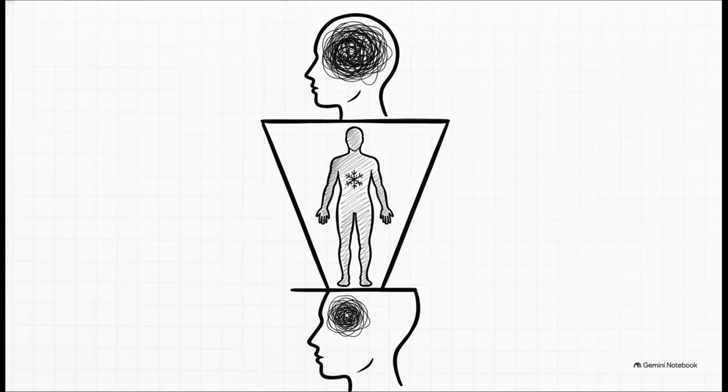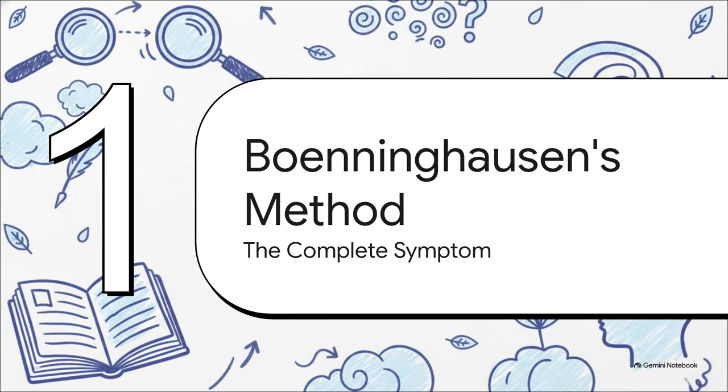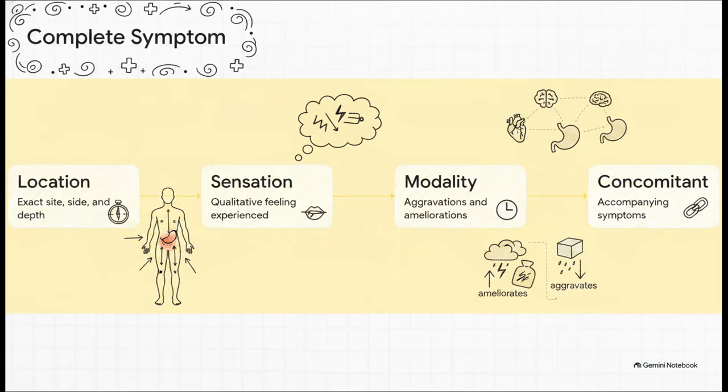It's pretty amazing. All right, moving right along to section 4, Boenninghausen's complete symptom. If Kent's method was our wide-angle lens for the whole person, Clemens von Boenninghausen's structural methodology is our magnifying glass to ensure no specific detail is missing. Boenninghausen insisted that a local symptom is clinically incomplete until it passes through 4 interconnected pillars.